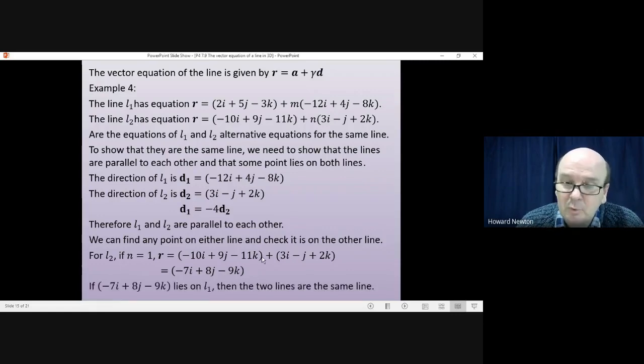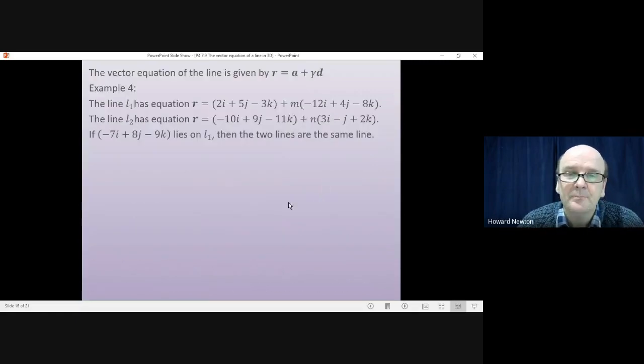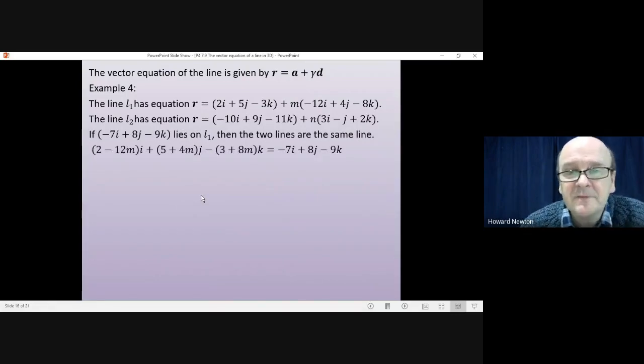The question is, is that point also on the first line? If it is, then they're the same lines. So going back to the first line and combining these two brackets together so that the i's are done separately, the j's are done separately, and the k's are done separately, I get 2 minus 12m times i plus 5 plus 4m times j minus 3 plus 8m times k, which would be the equation of the first line. And the question is, is there a value of m that will give me minus 7i plus 8j minus 9k for the answer? And again, the way we do that is we look at the i, j, and k values separately.